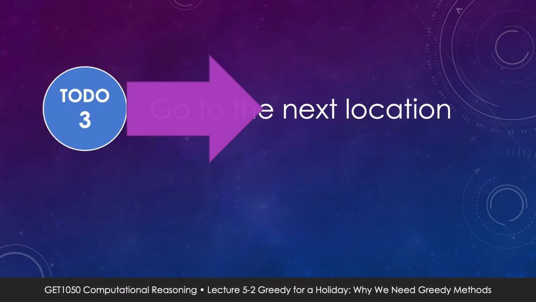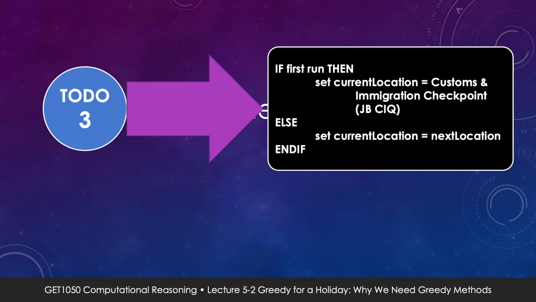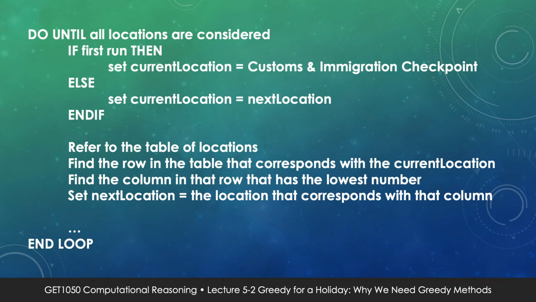So we can use a set of conditionals to decide what to do. So we can write it like this. If this is the first run, then set current location equals to customs and immigration checkpoint. Else, that means if it's not the first run, set the current location equals to the next location. Alright, so let's add that into our pseudocode. And now our code will look like this.